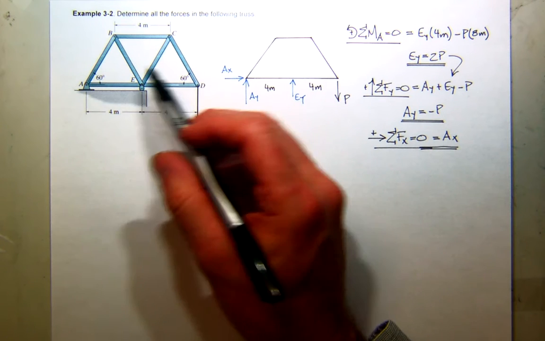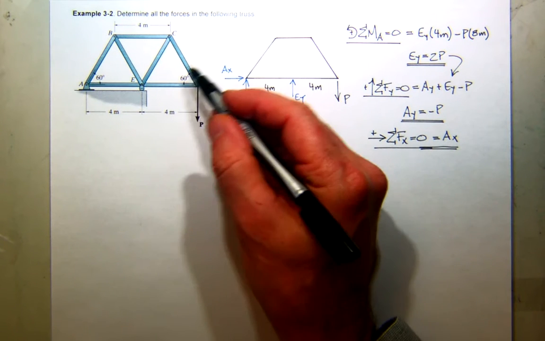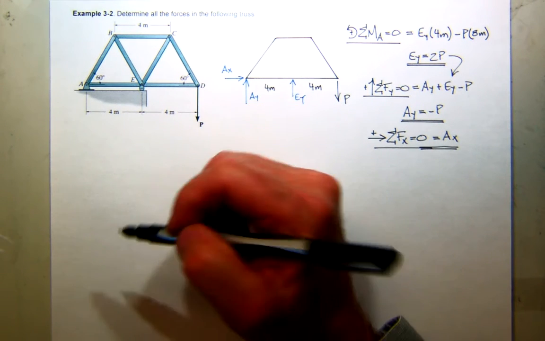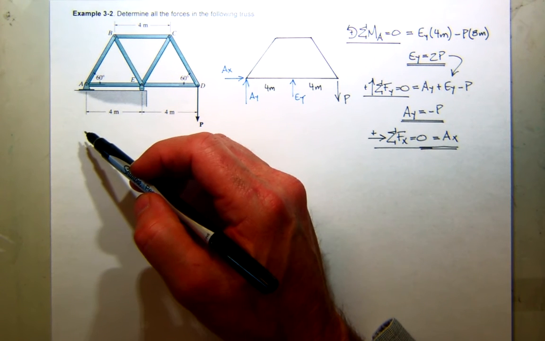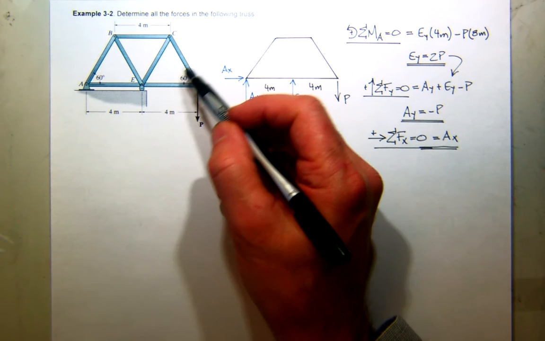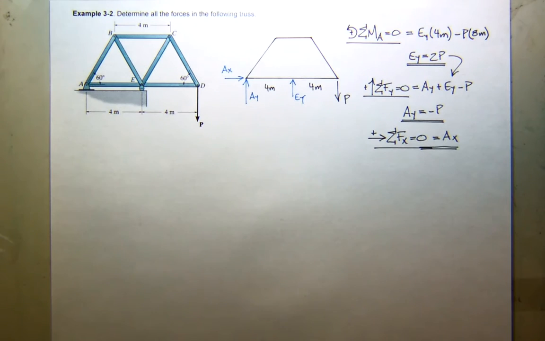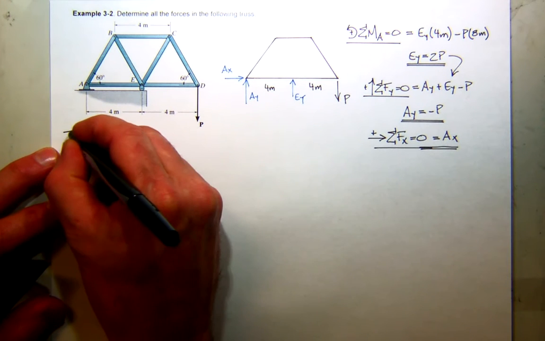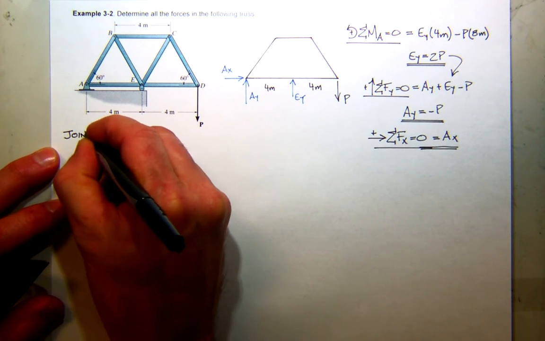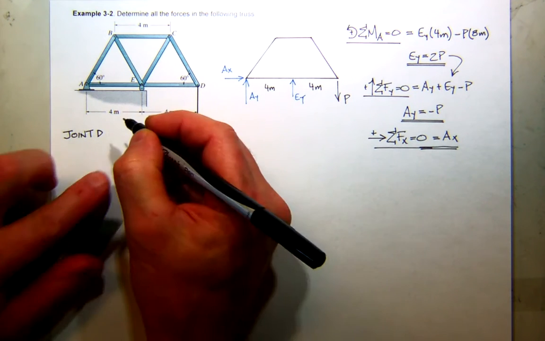Well, it's very similar to A, but I don't have any reactions to deal with out here. I just have P. So if I had made a mistake and have wrong answers at A, it won't affect my solution out here. So with that kind of a strategy, I'm going to start at D. Could you start at A and be successful? Of course.